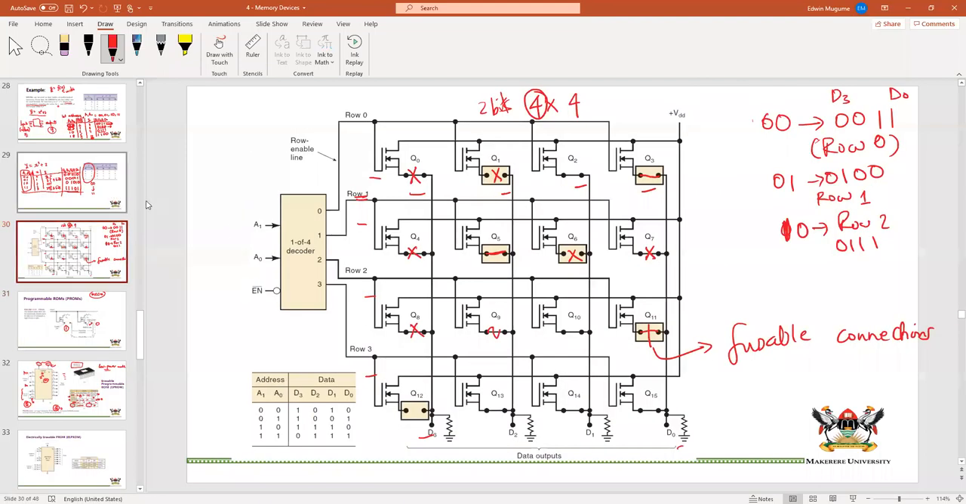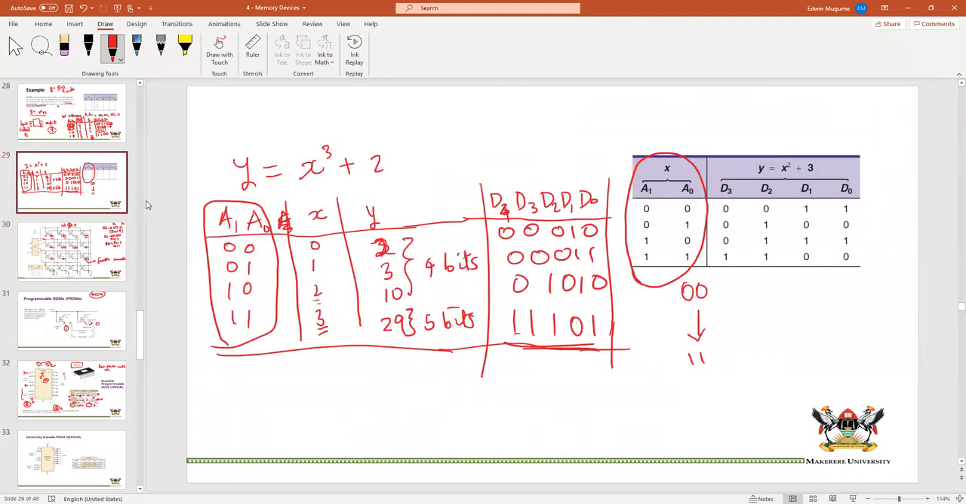However, if we had 16 by 4, for instance, then we would need 4 address bits. And then your table would be from 0000 all the way to 1111. I hope that answers your question.